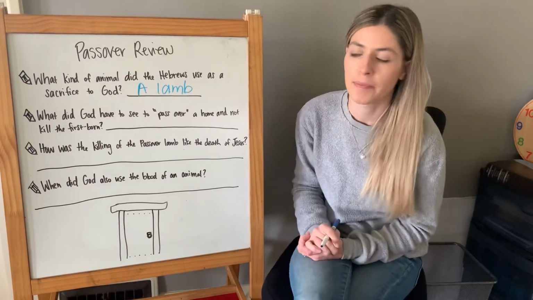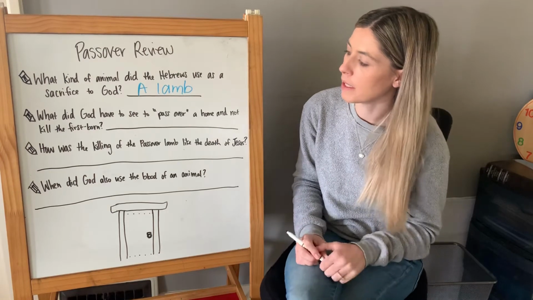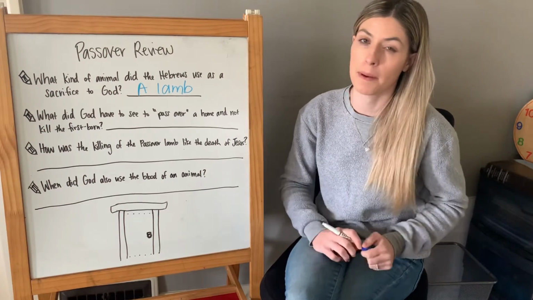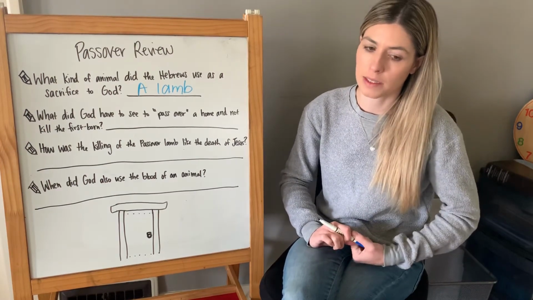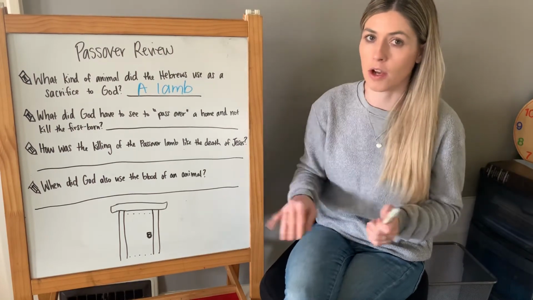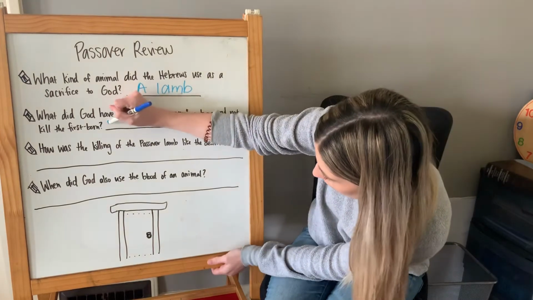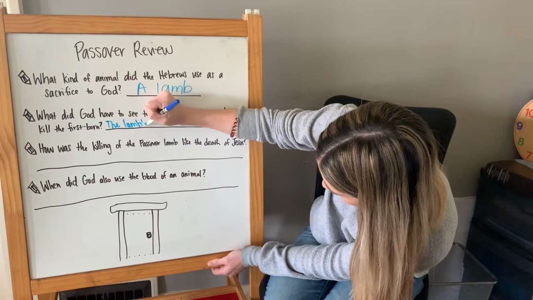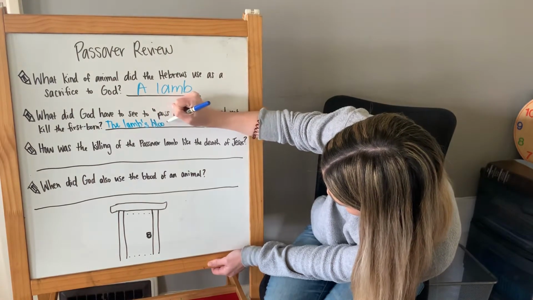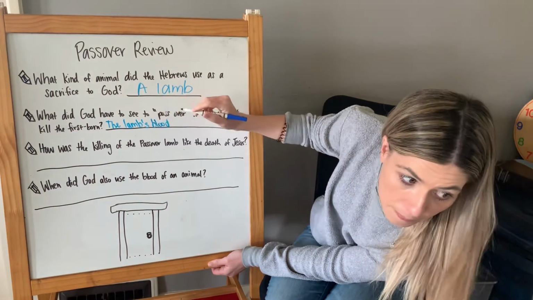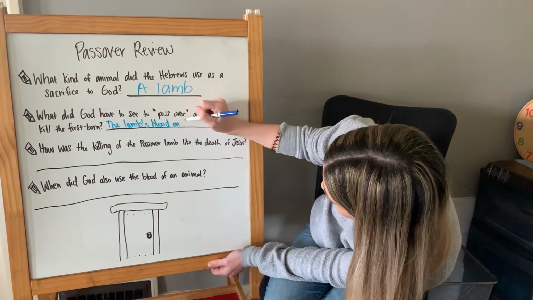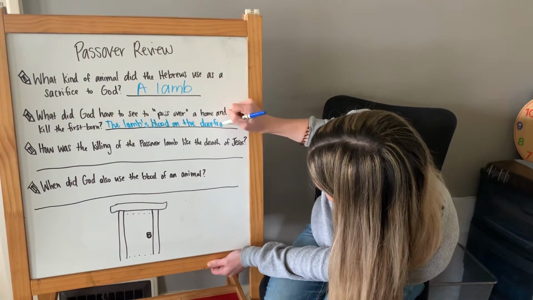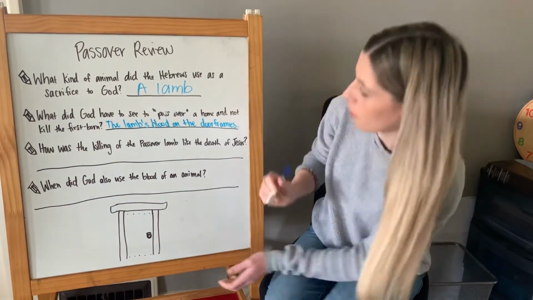It's hard for me to write sideways. Second question, what did God have to see to pass over a home and not kill the firstborn? If you remember back, what did he have to see on their houses? He actually had to see the blood painted on the doorframe. So, the lamb's blood on the door frames. I hope you can read that okay.